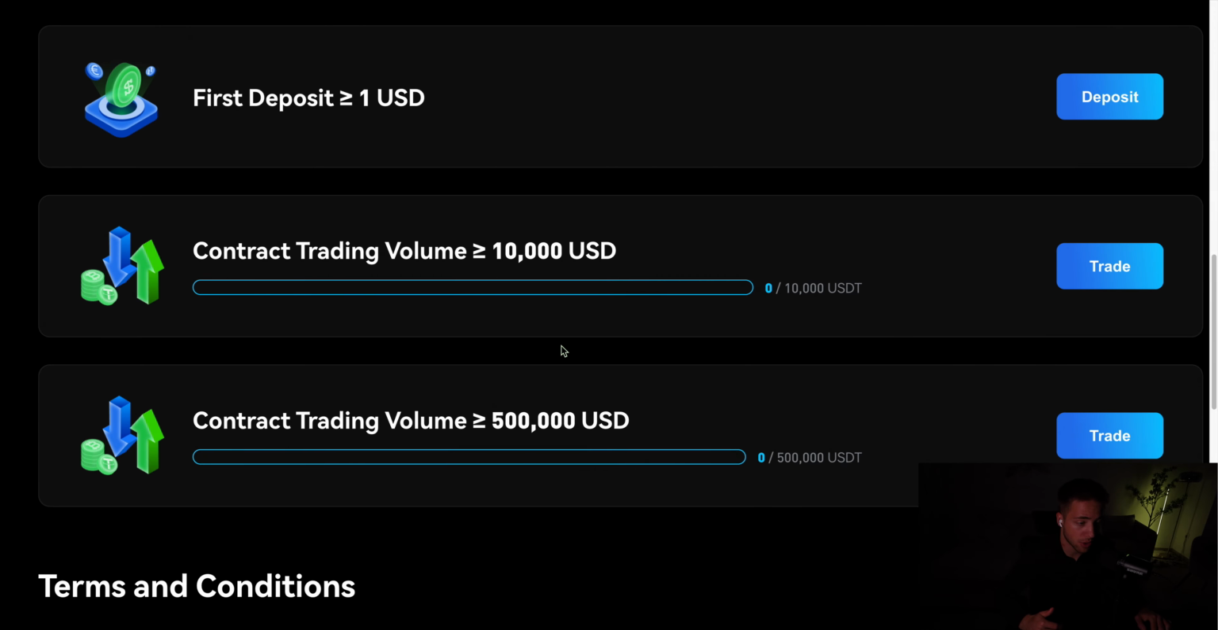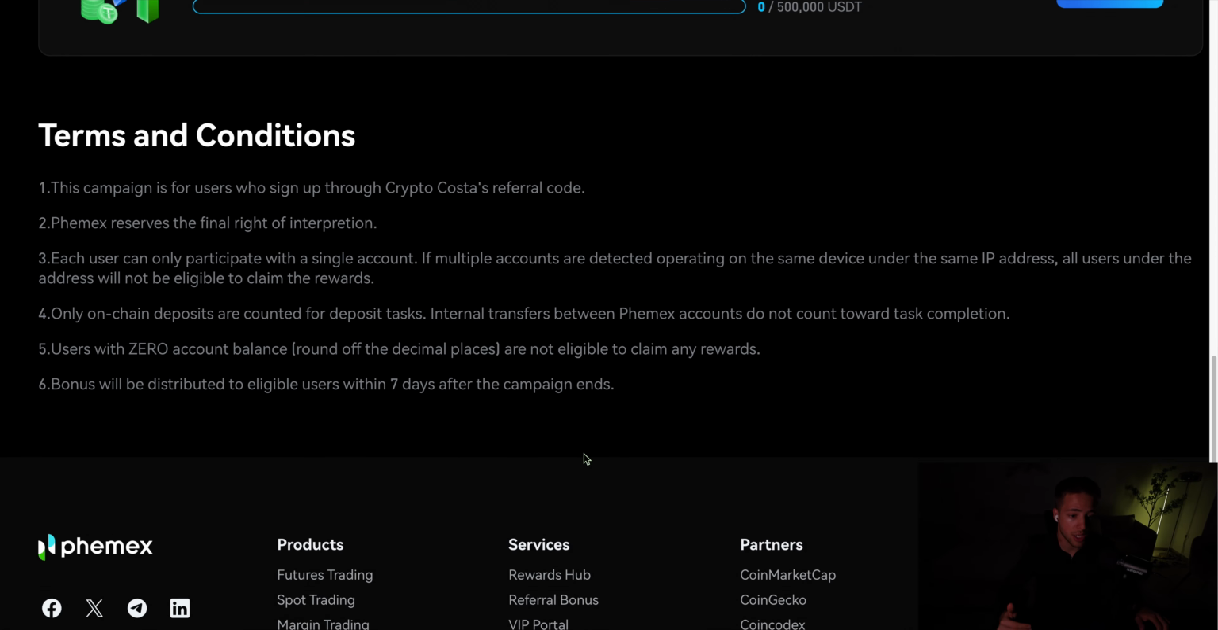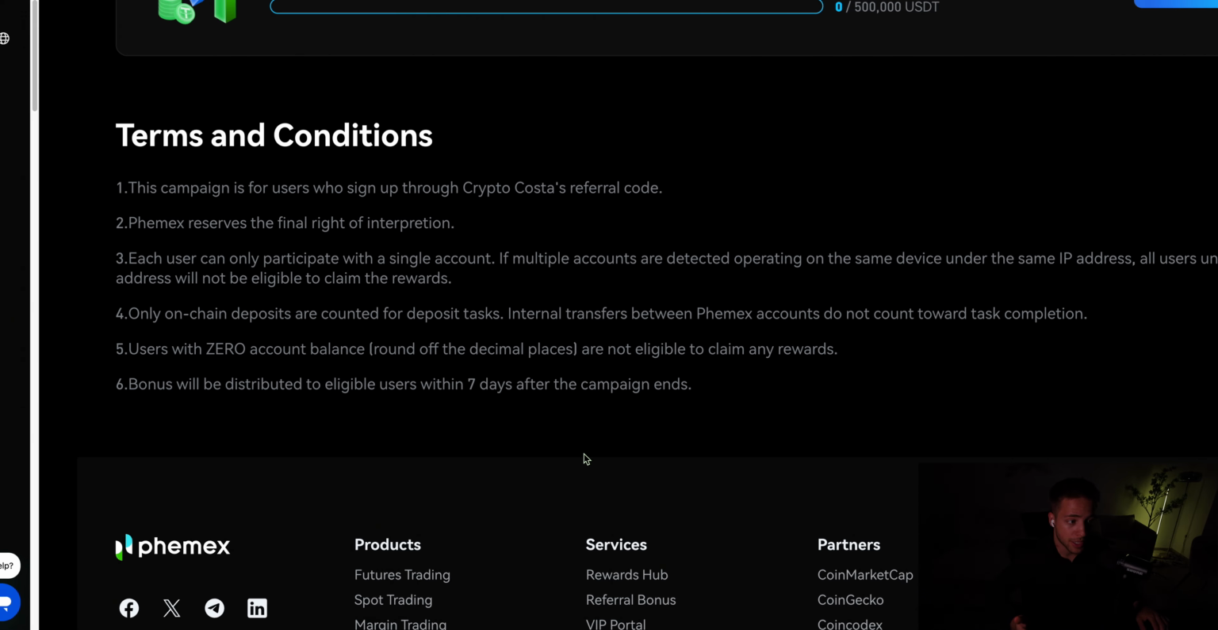Okay, so first deposit of over $1, contract trading volume over $10,000 and trading volume over $500,000. You still can get bonuses, and here are terms and conditions. All right, if you have already registered, you can make a new account, register with my link if you're interested in the bonuses. If you're not, we can continue and get into the step number 2.